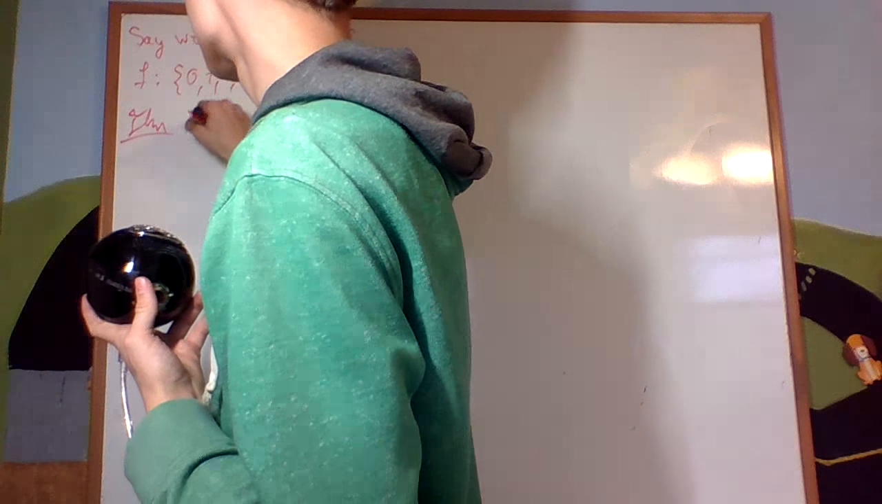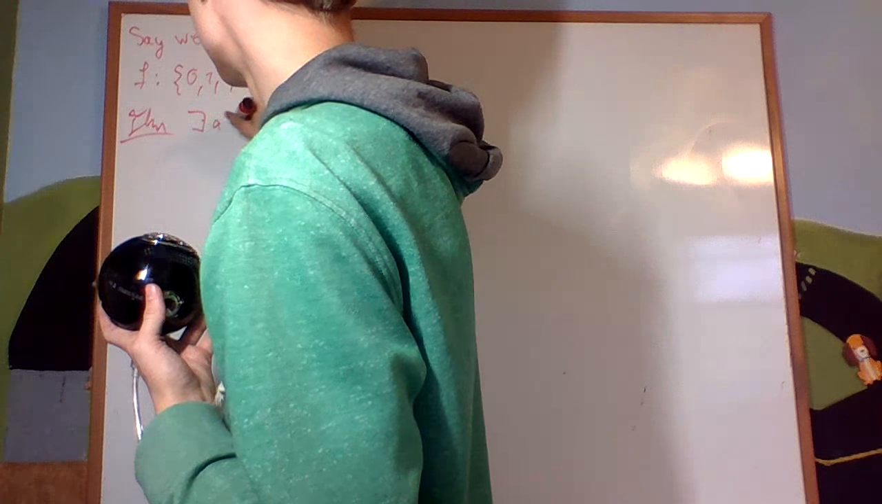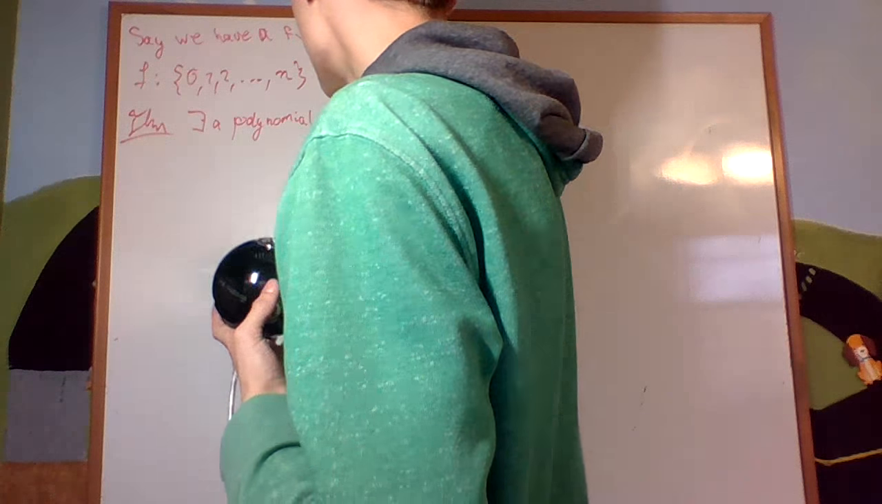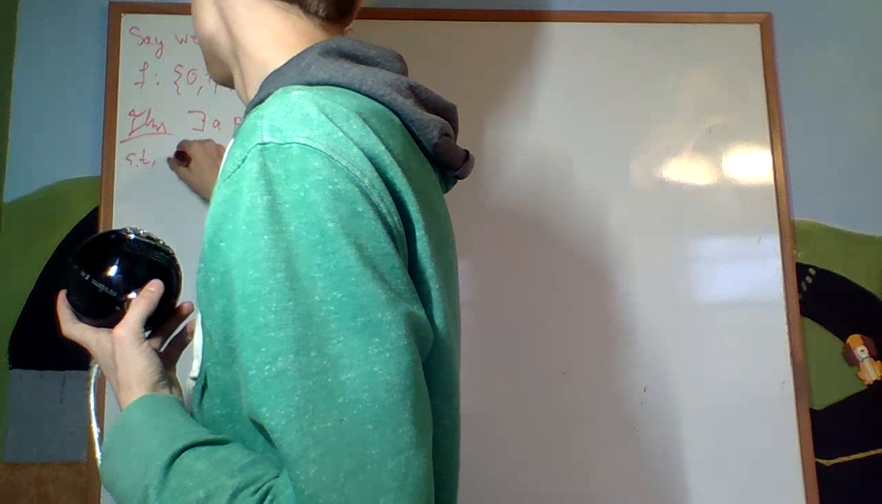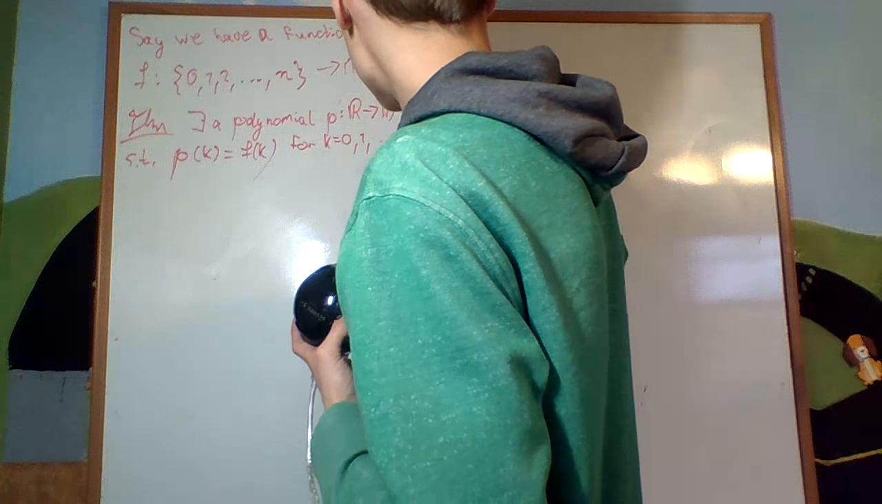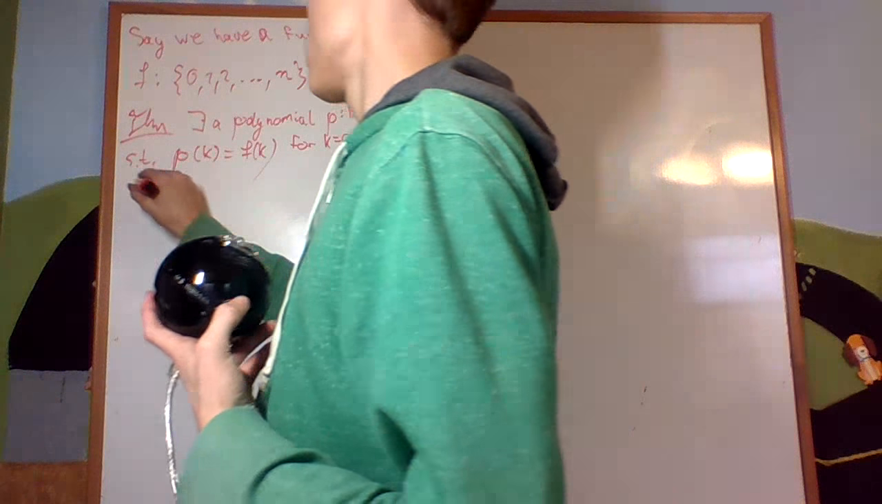There exists a polynomial P from R to R such that P of k equals f of k for k equals 0, 1, all the way up until n. Okay, let's prove this theorem.